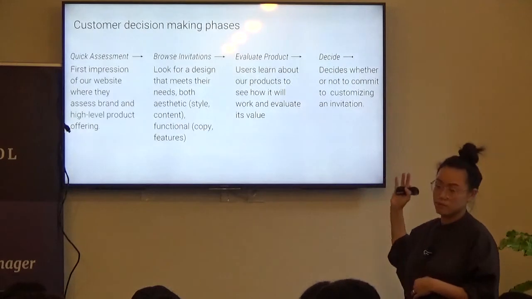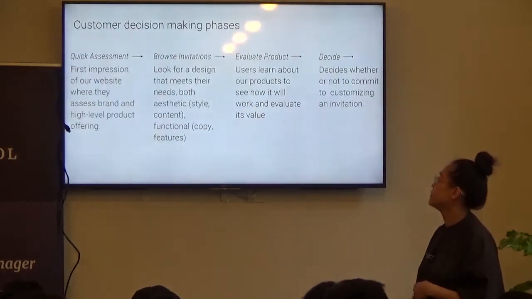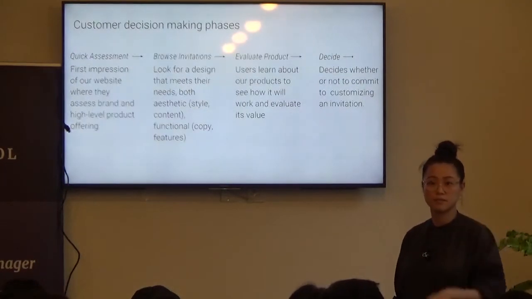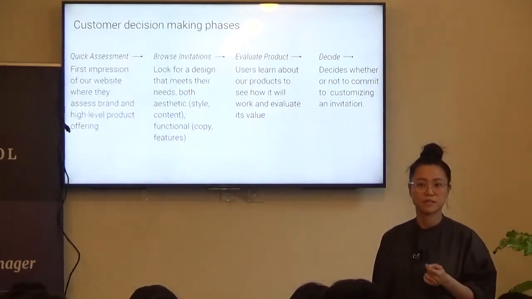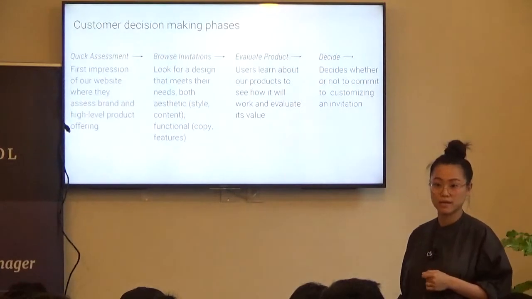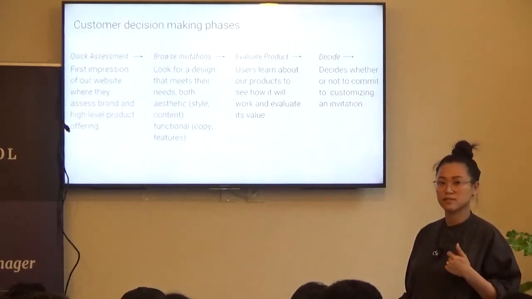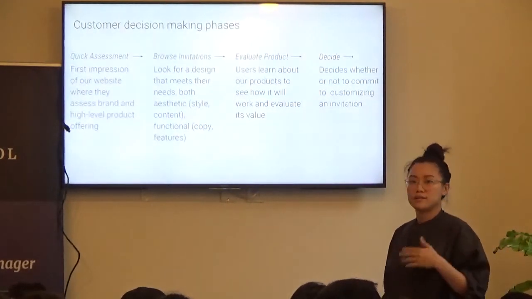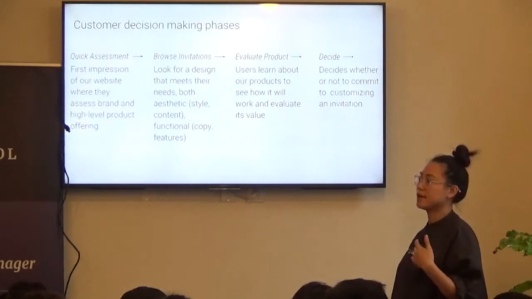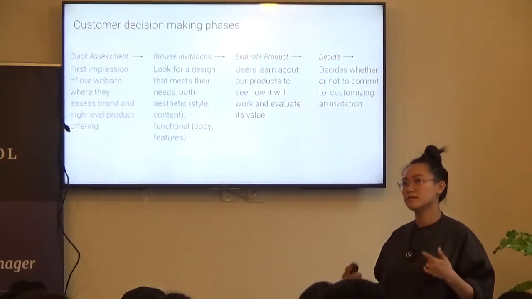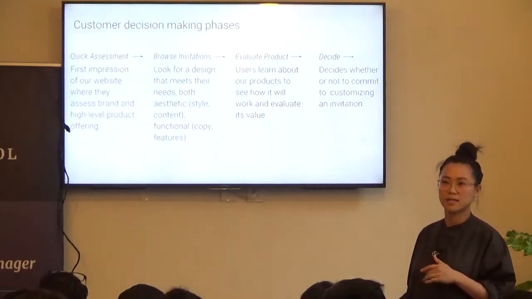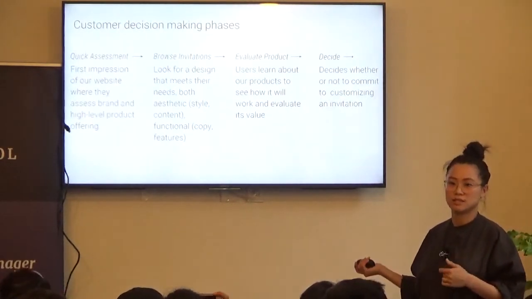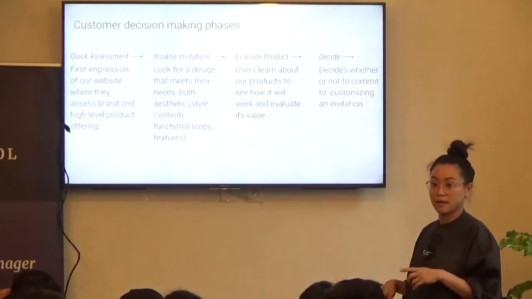So what is the customer decision-making phase? Usually they do a quick assessment when they come to your site, or they come to a store and look around, and they generally know whether they like your product or not. They're trying to figure out if they like your brand, if it fits them, and they generally feel like you probably have the features, but they're not really thinking about it yet, because they just want to make sure that you have the card that they want, right?